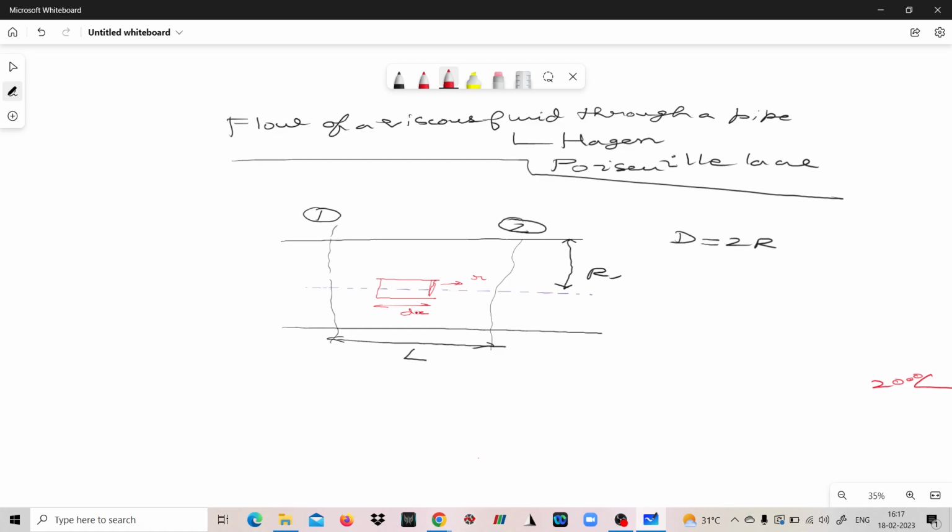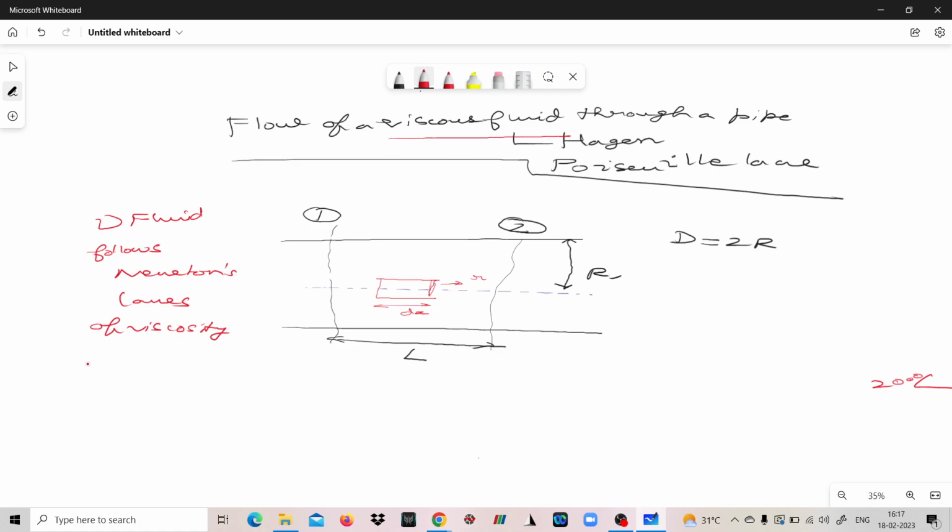Now, what are the assumptions behind any derivation? It is very important. The first assumption is that the fluid follows Newton's law of viscosity. This is quite obvious from the heading also, because we are considering the flow of a viscous fluid.